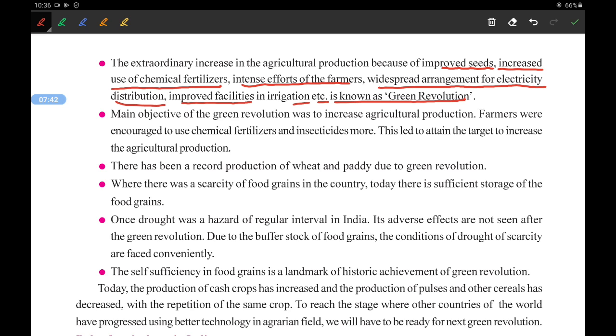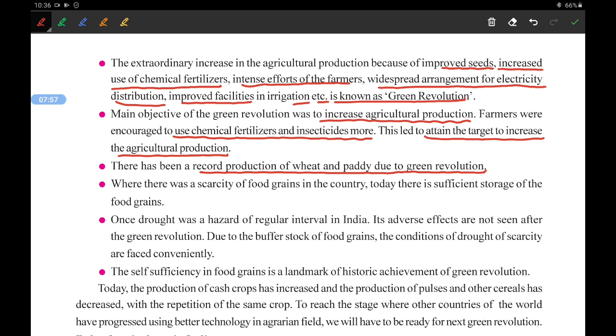The main objective of the Green Revolution was to increase agriculture production. Farmers were encouraged to use chemical fertilizers and insecticides more. This led to attaining the target of increased agriculture production. There has been a record production of wheat and paddy due to the Green Revolution. Where there was a scarcity of food grains in the country, today there is a sufficient storage of food grains. Previously we had to import food grains, now we have sufficient food grains ourselves.